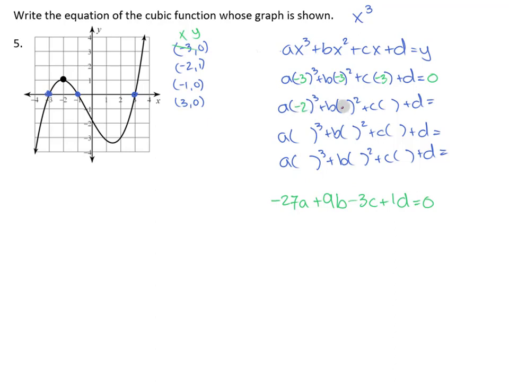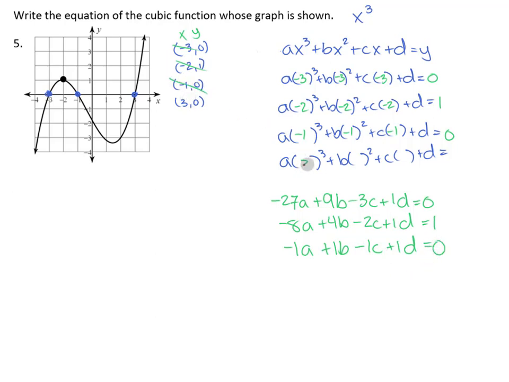Okay, so we plugged in that point. Let's plug in -2 for x and +1 for y. -2 cubed is -8a. -2 squared makes +4b. -2 times c is -2c, plus our 1d equals 1. There's our second equation. Next, we're plugging in -1 for x and 0 for y. -1 cubed makes -1a. -1 squared makes +1b. We've got -1c plus 1d equals 0.